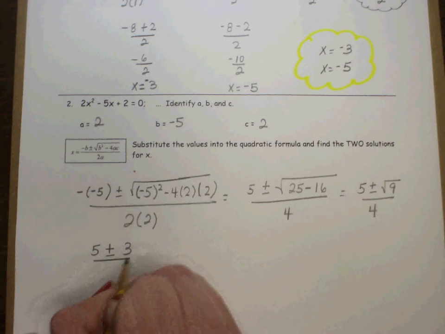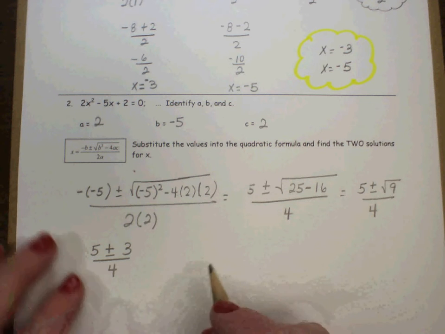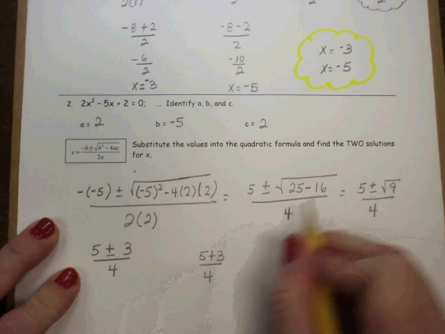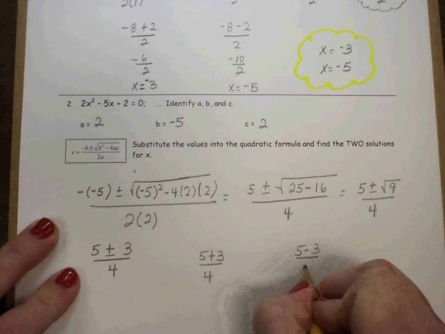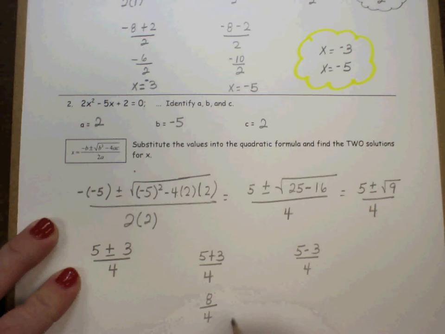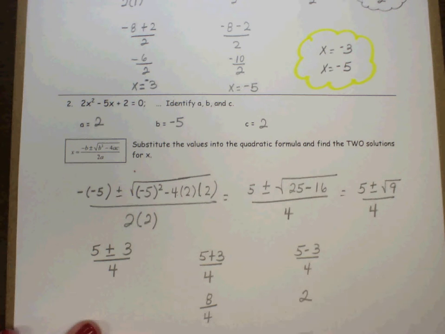Now this is where we have those two problems, one plus and one minus, and one you add and the other one you take away. So that would be 5 plus 3 divided by 4, or 5 minus 3 divided by 4. 5 plus 3 is 8. 8 divided by 4 equals 2. And then 5 minus 3 is 2. 2 divided by 4 is 2/4, which we're going to simplify to 1/2.